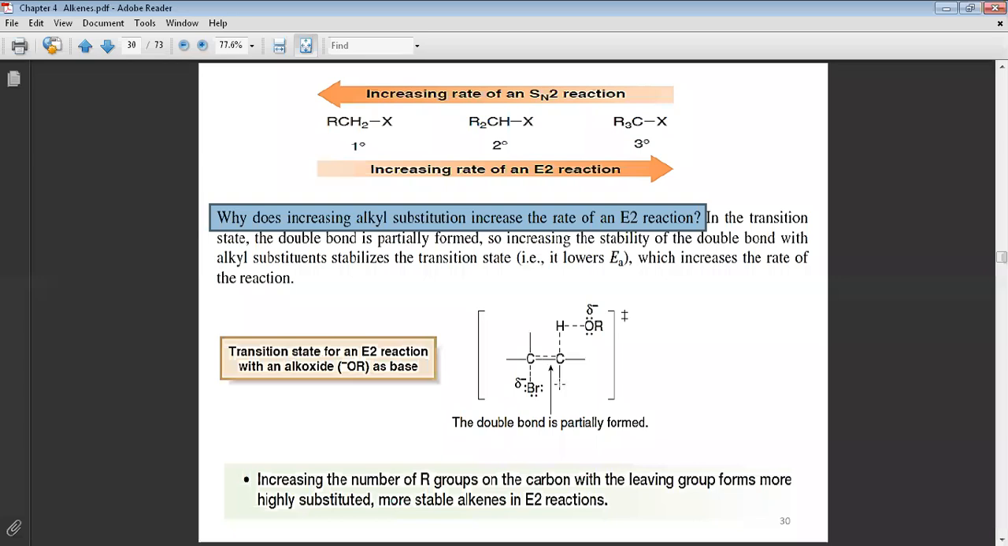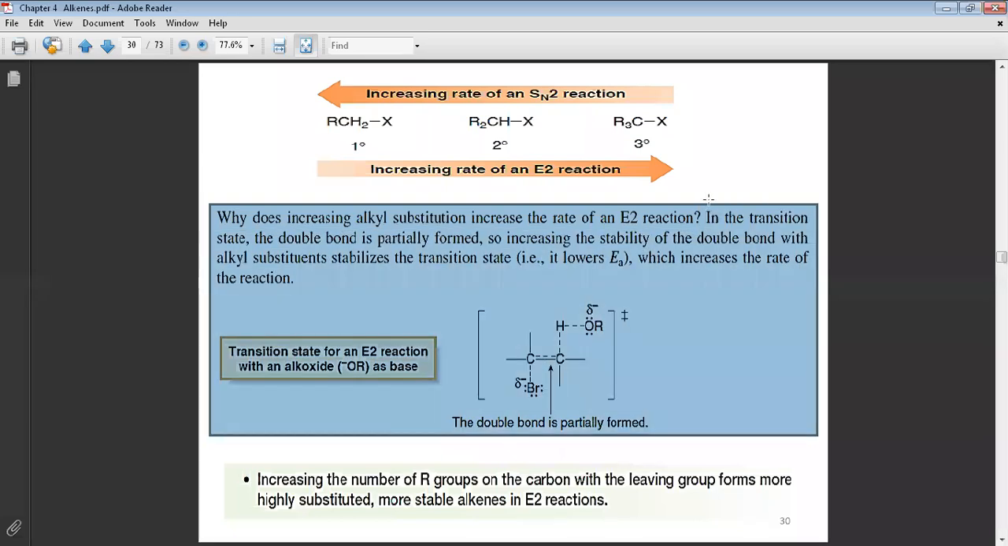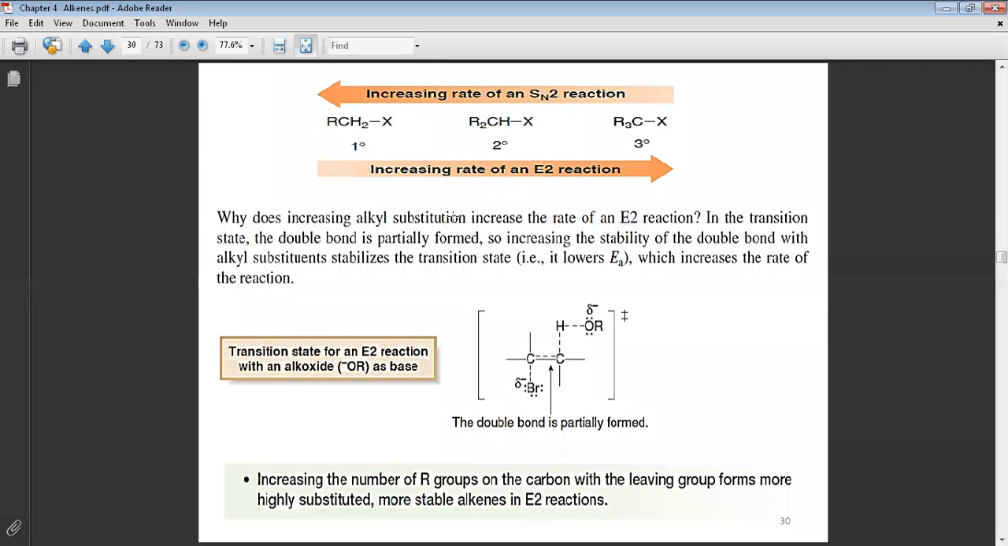Now, he said here, in the transition state, the double bond is partially formed. That means we have a double bond here. So increasing the stability of the double bond means that if you have an alkyl group here donating electron density, the alkyl substituents stabilize the transition state, so your transition state will be more stable, which increases the rate of the reaction.